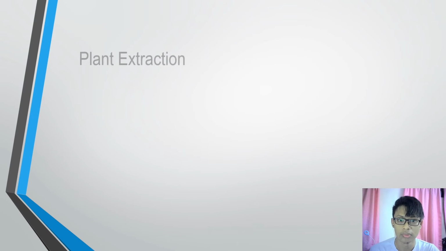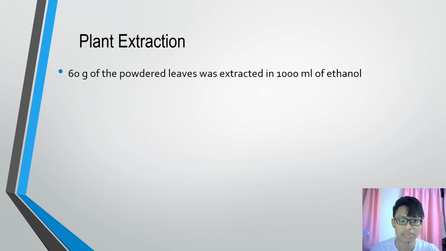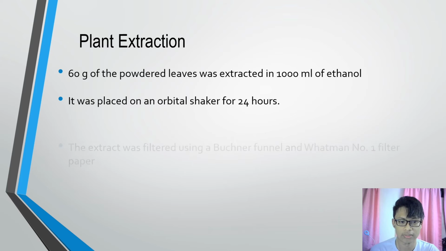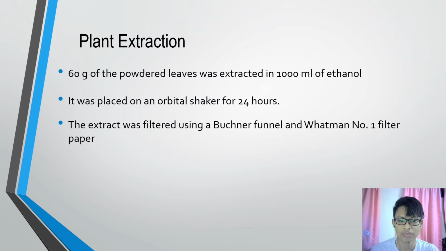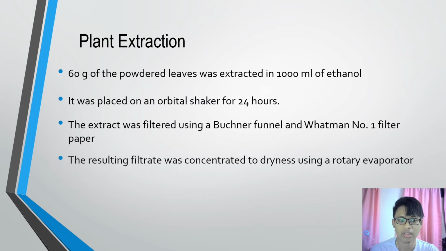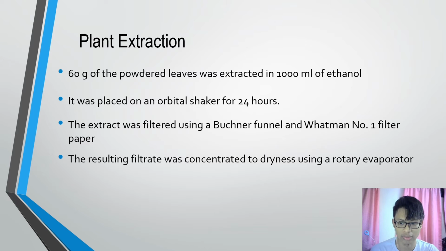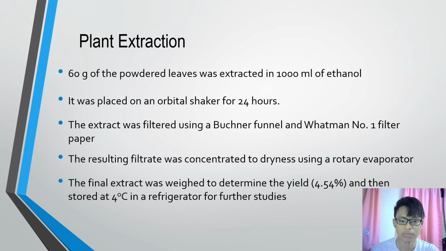Next, plant extraction. About 60 grams of the powdered leaf was extracted in 100 ml of ethanol. Then, it was placed on an orbital shaker for 24 hours. The extract was filtered using a Buchner funnel and Whatman No. 1 filter paper. The resulting filtrate was concentrated to dryness using a rotary evaporator. The final extract was weighed to determine the yield, 4.54%, and then stored at 4 degrees Celsius in a refrigerator for further studies.